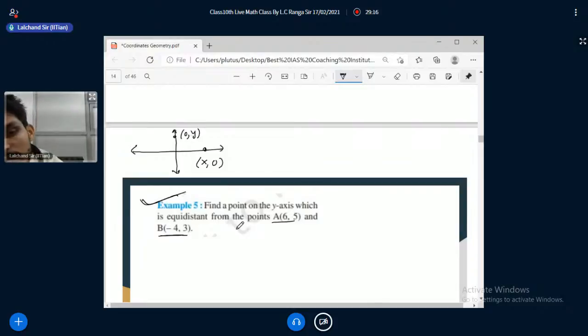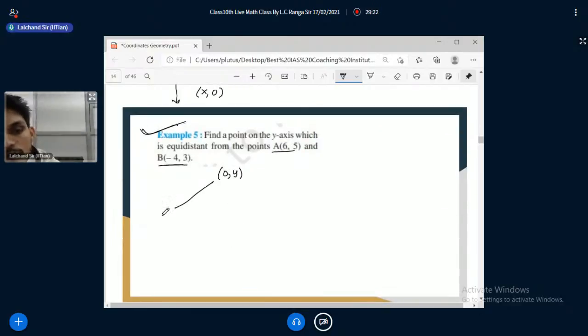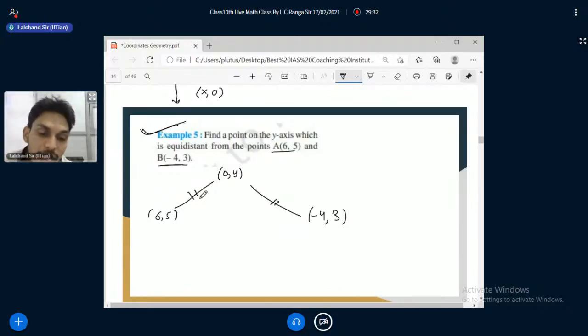So let us assume that the given point is 0, y. This is equidistant from the points 6, 5 and -4, 3, so this distance should be equal to this distance. Equidistant means that if we apply the distance formula between these two points, let's suppose this is A, this is P, and this is B, then AP should be equal to PB.